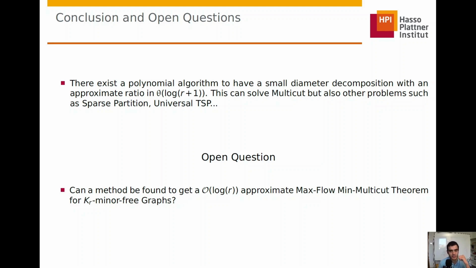This can solve the multicut problem, for example, as I showed you right now, but also other problems such as the sparse partition problem and the universal TSP. And an open question that we've been working on is, can a method be found to get an O of log r approximation algorithm for the max-flow min-cut theorem for K_r minor free graphs?